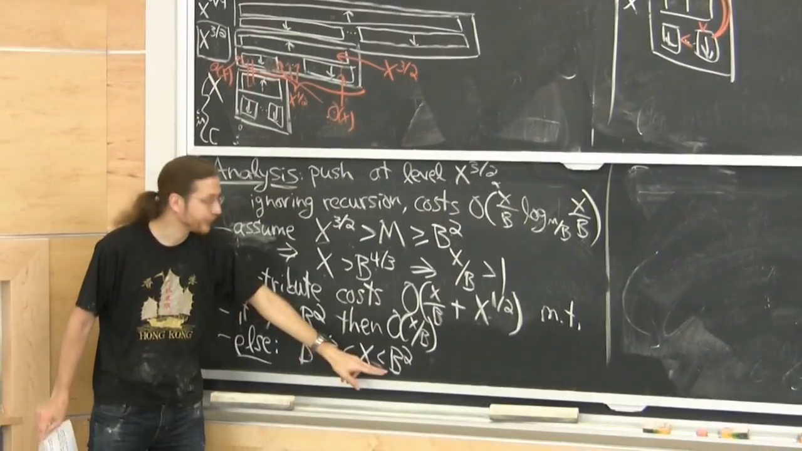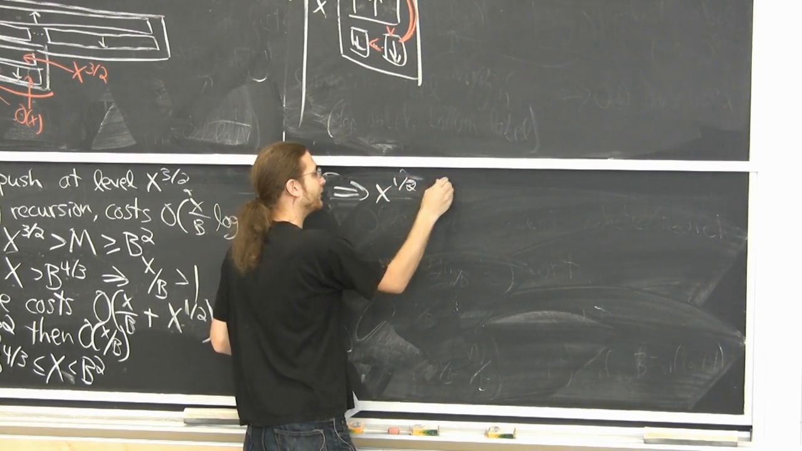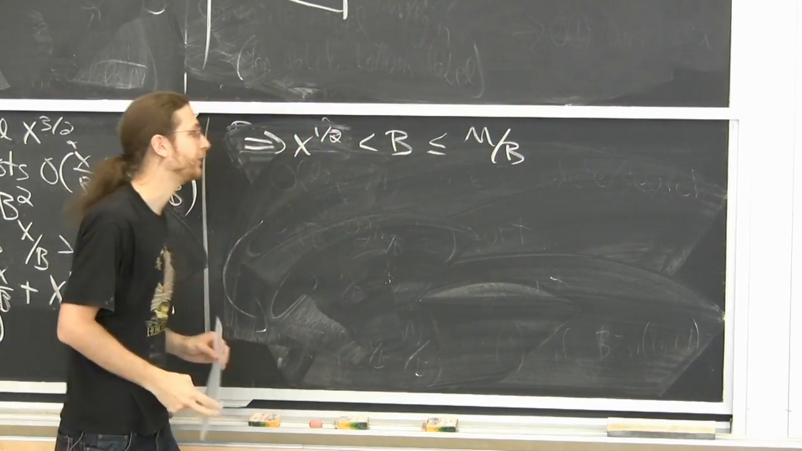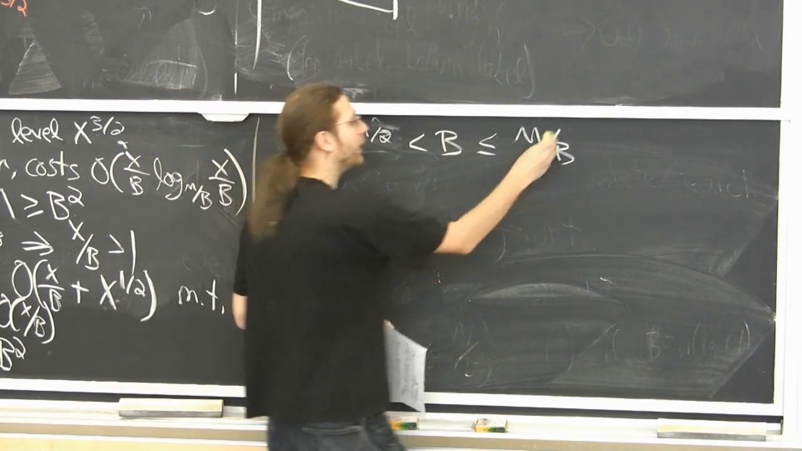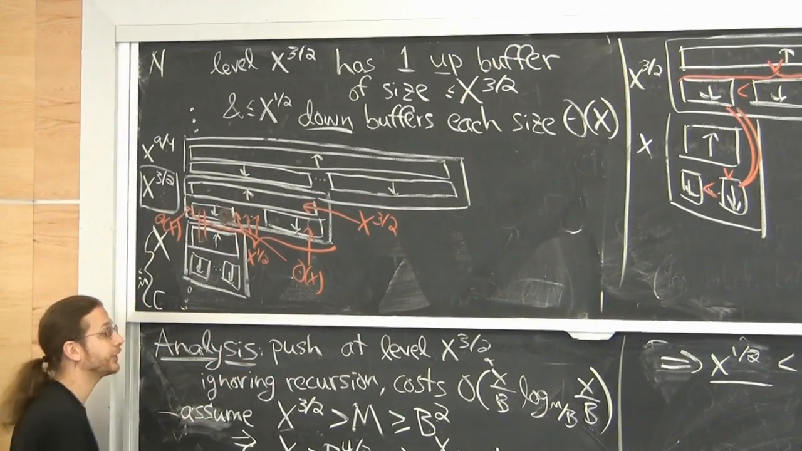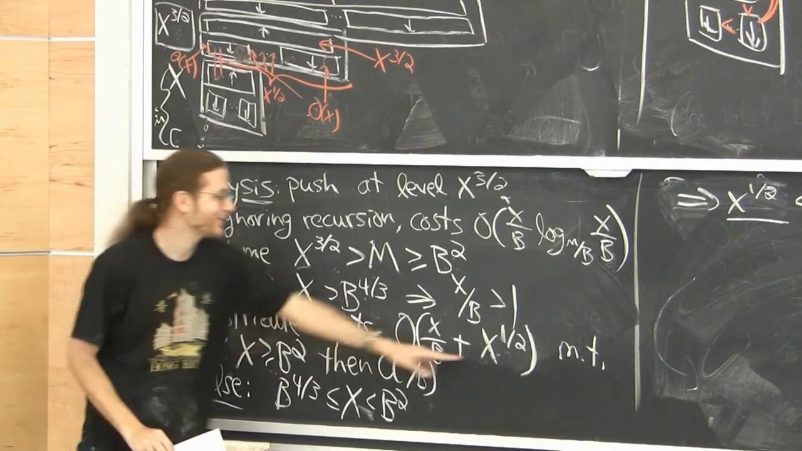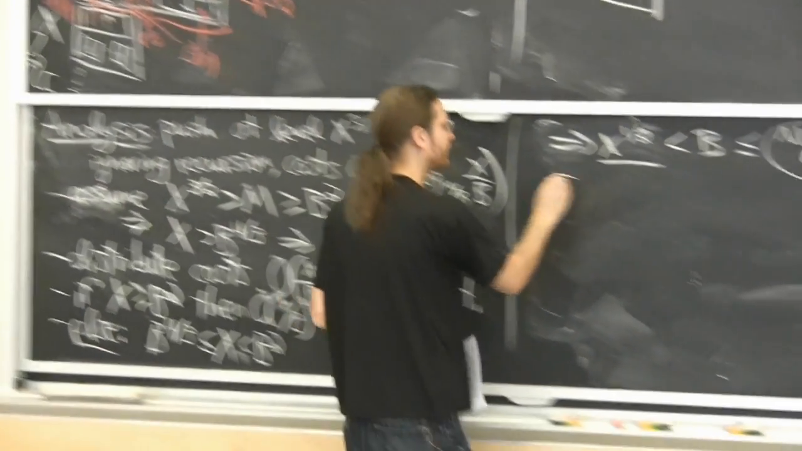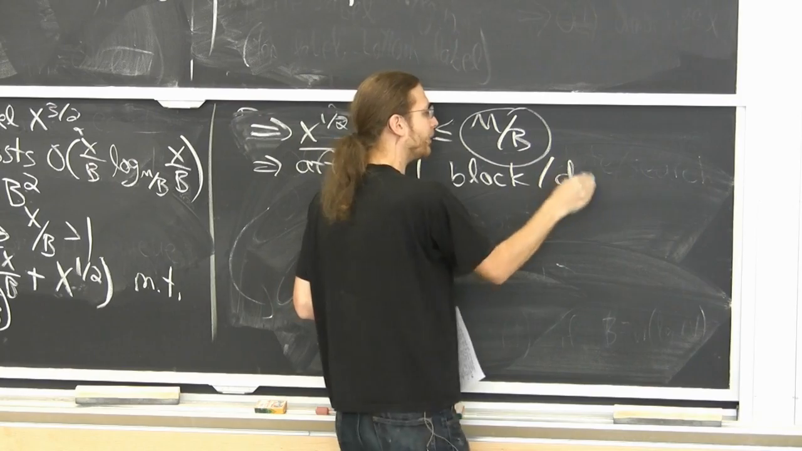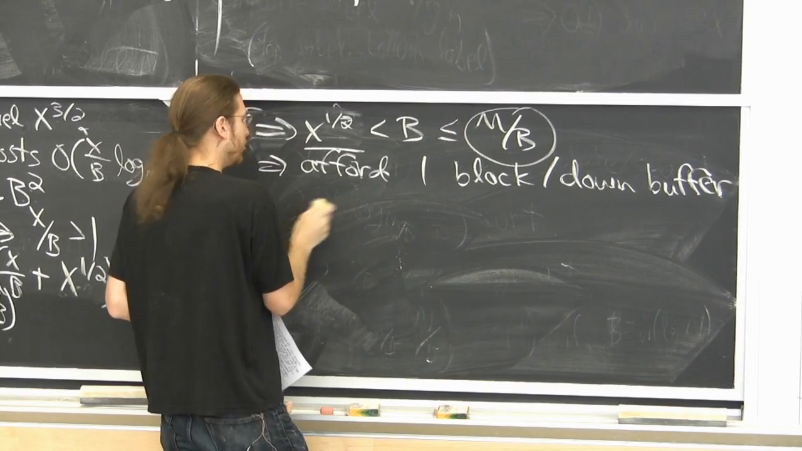And we know that x is less than b squared. So if x is less than b squared, x^(1/2) is less than b, which is less than m over b, because m is at least b squared by the tall cache assumption. So this is the number of blocks that we can afford in cache. This is the number of blocks we want. I want one block for each of these. So basically then, this x^(1/2) term disappears for the one transition level. So this is free. So you can afford one block per down buffer in cache.